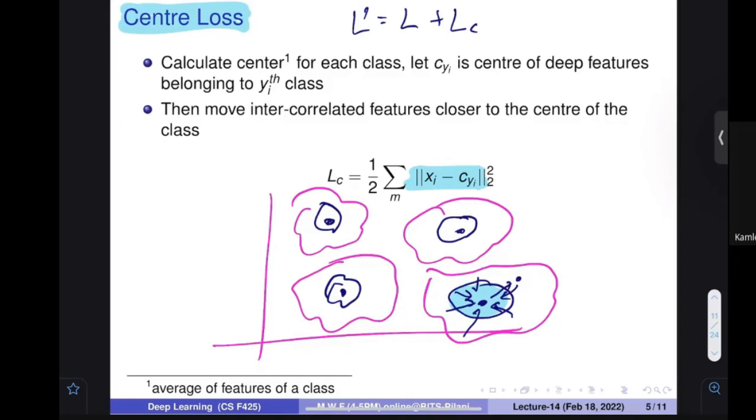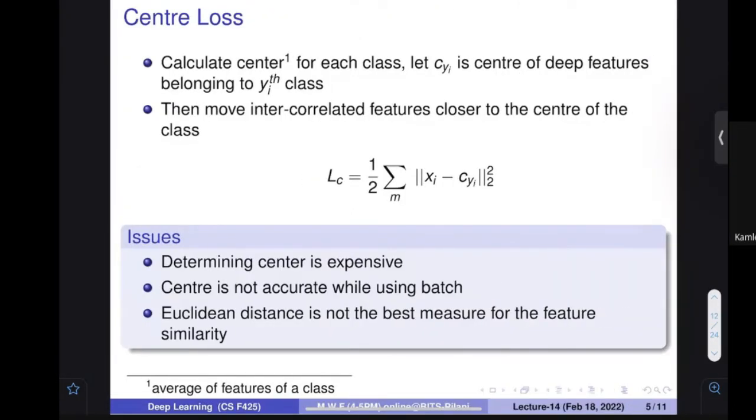Make sense? However, there is a big problem: determining the center is expensive, because on the complete data you have to run and find out where the center is.